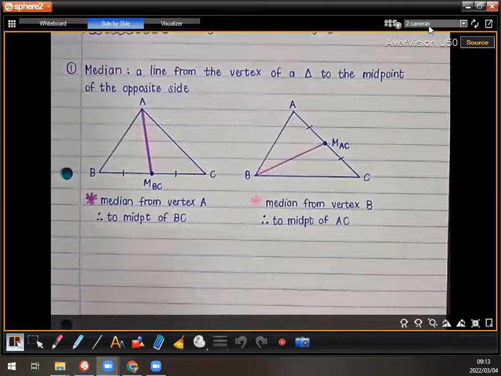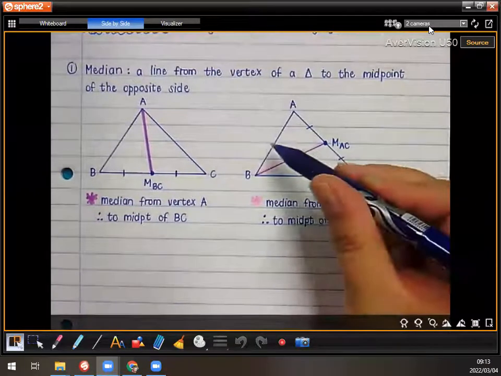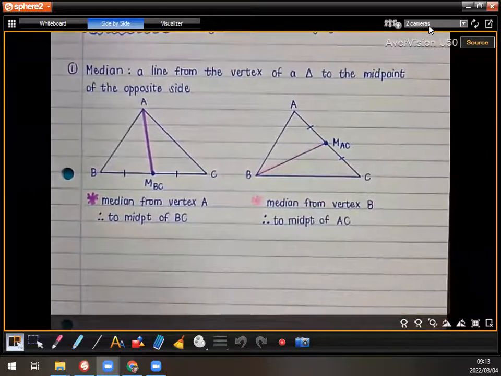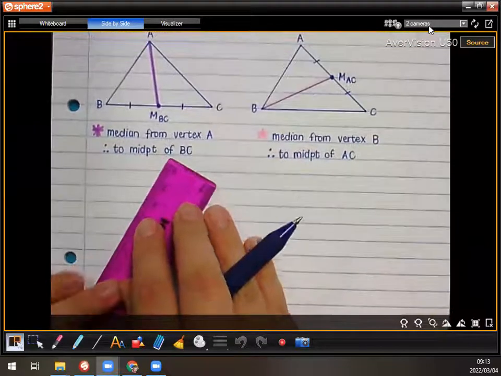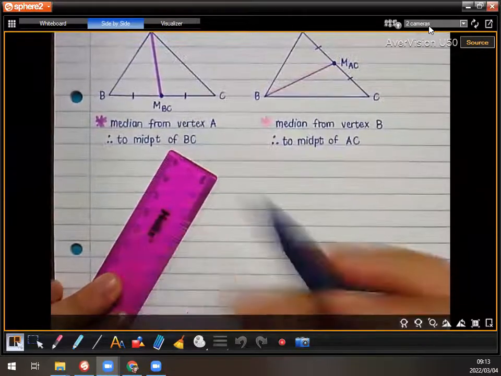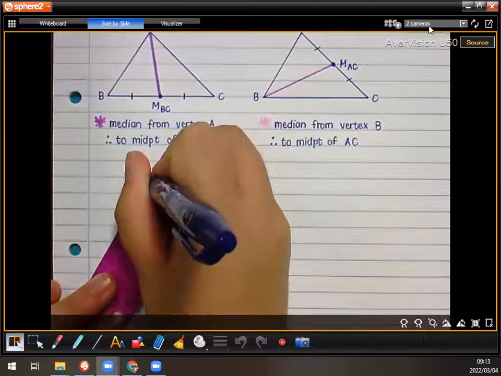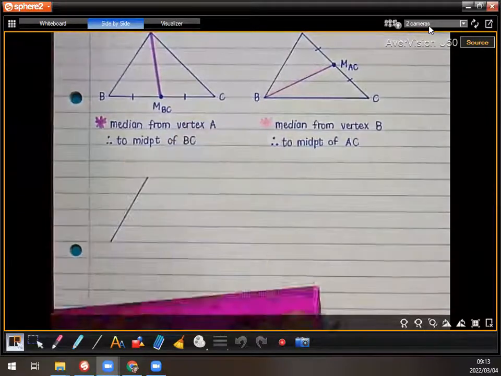So there is one last one, guys. Right? You could also do a median from vertex C, which will then have to go to the midpoint of AB. All right. So let's draw that one as well. I'm not going to draw all three of them for all three types of lines that we're going to do, just for this first one, just so that we can get used to it. So let's do a triangle again.